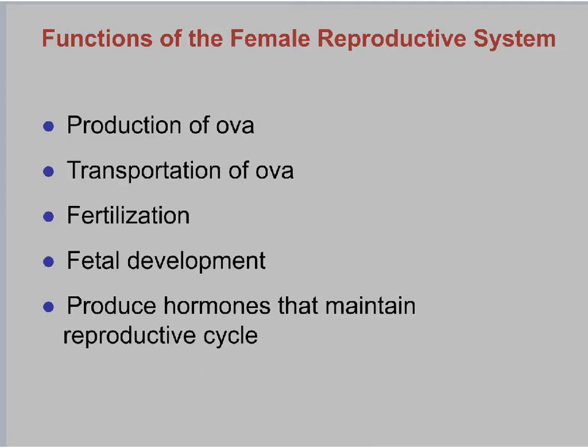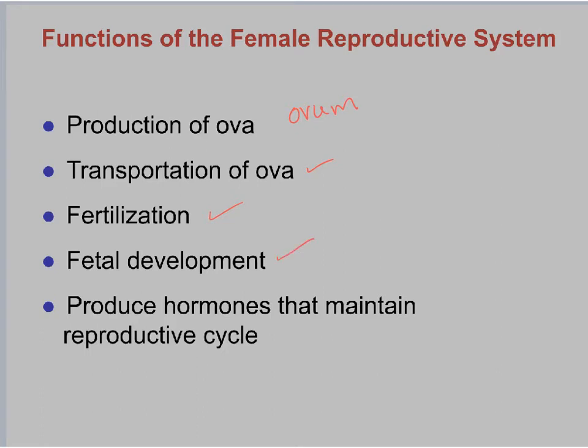In this case, the ova. Remember, ova is plural for eggs. Ovum would be singular. And then we'll look at the structures that transport the ova. And then we'll look at the structures, or the region, where fertilization occurs. And then we'll look at where fetal development occurs.